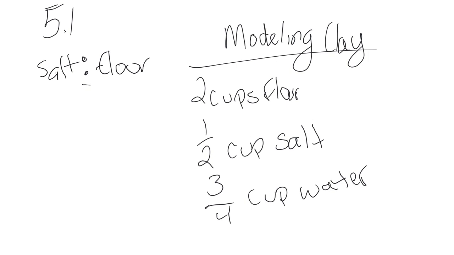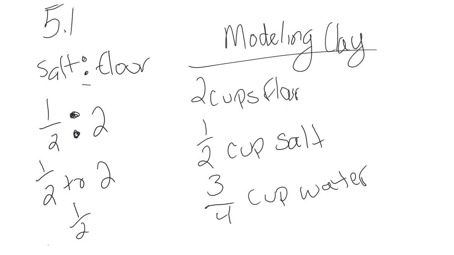and you can put them as salt over flour, like a fraction. So if I want to know the ratio of salt to flour, I have 1/2 cup of salt for every 2 cups of flour, right? That's our ratio. I could also write it as 1/2 to 2. Could also write it as 1/2 over 2. All right? Making sure that you keep it in the order that it is in the problem.